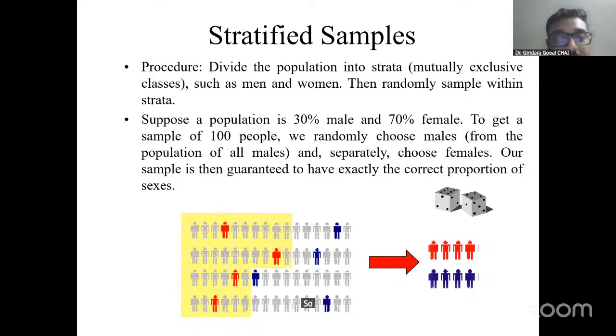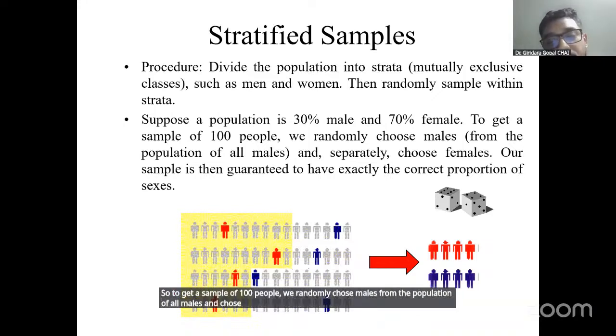Here is an example wherein you have 30% male and 70% female. To get a sample of 100 people, we randomly chose males from the population of all males and females from the population of females, and then we ensured that we have this kind of representation.